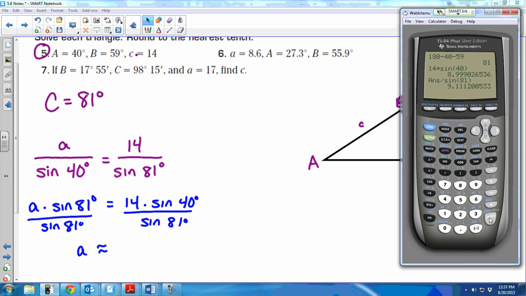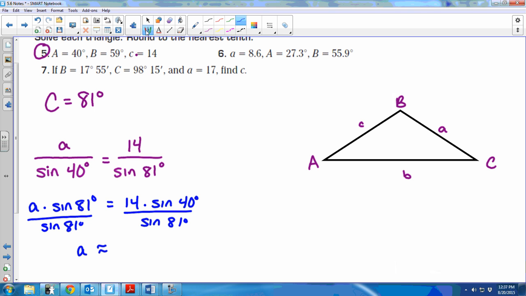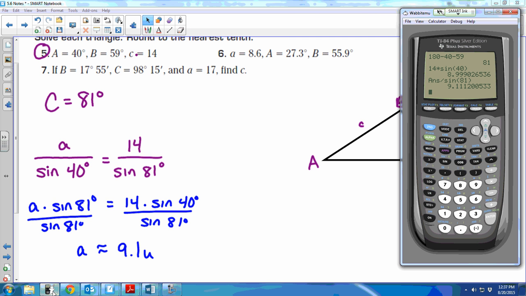So I get 9.1 units. It told me to round to the nearest tenth. Yes. You didn't. Did you divide? You have to cross multiply. So do 14 times the sine of 40 first, but then go back and divide by the sine of 81. Okay. All right, so everyone knows where I got 9.1 from.